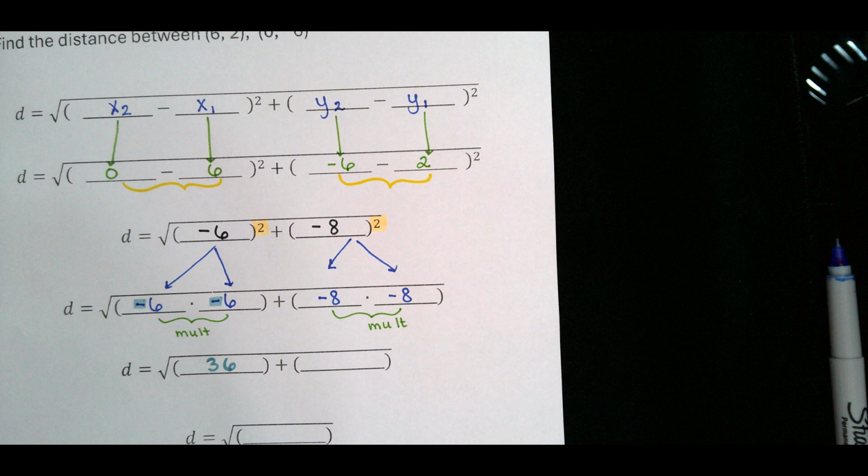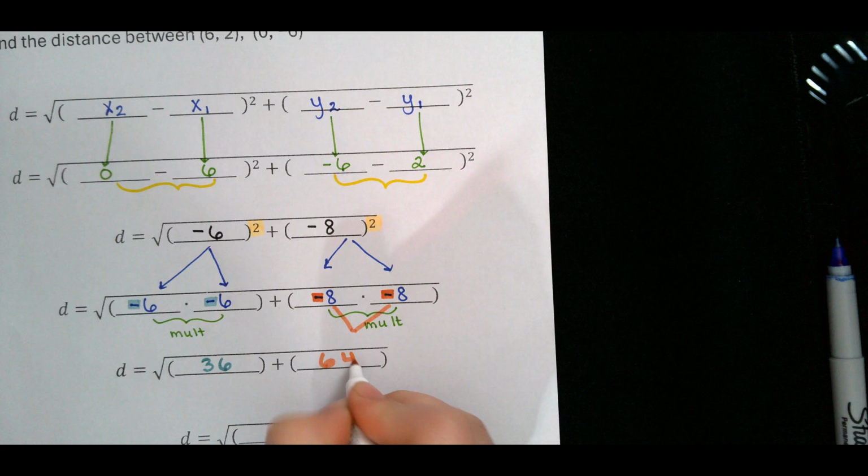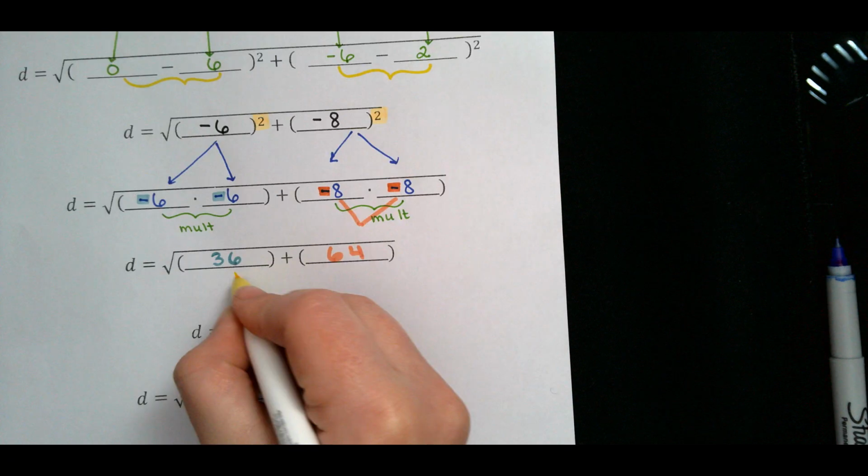These are same. Negative and negative give me a positive. 8 times 8 is 64. Again, don't worry about your negatives too much. Write them out. But here we have 8 squared is 64, and 6 squared.